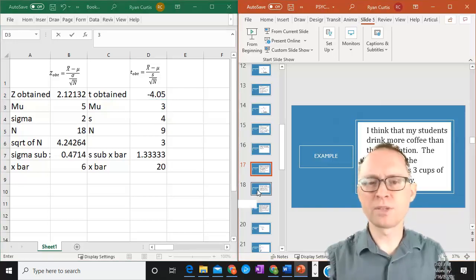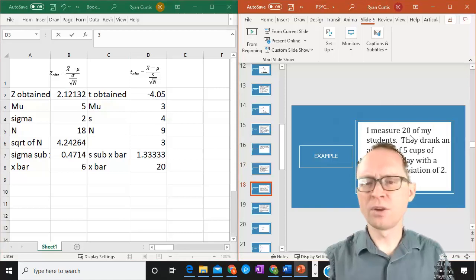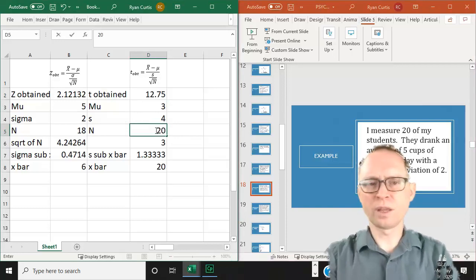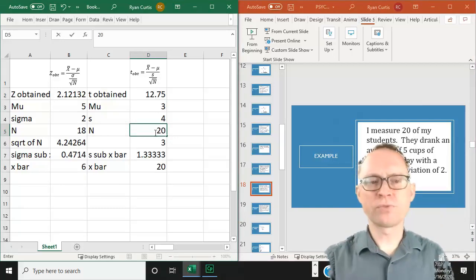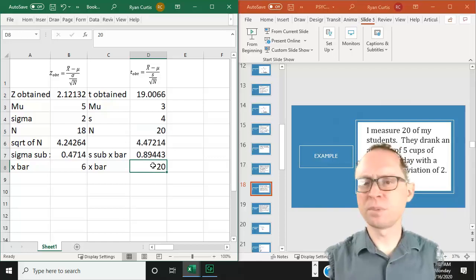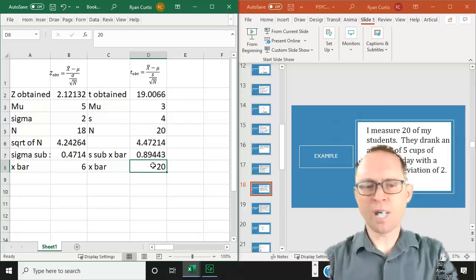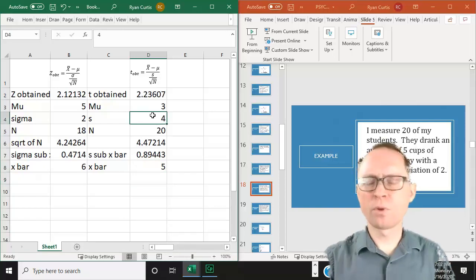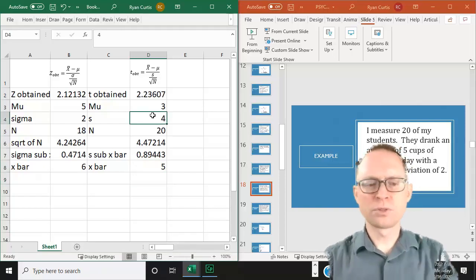So let's get that information right here. I know that I have 20 students, so let's go ahead and do that. N is 20. The average for those 20 students is x bar, so that's down here. That's going to be 5. And the standard deviation for those students is 2.